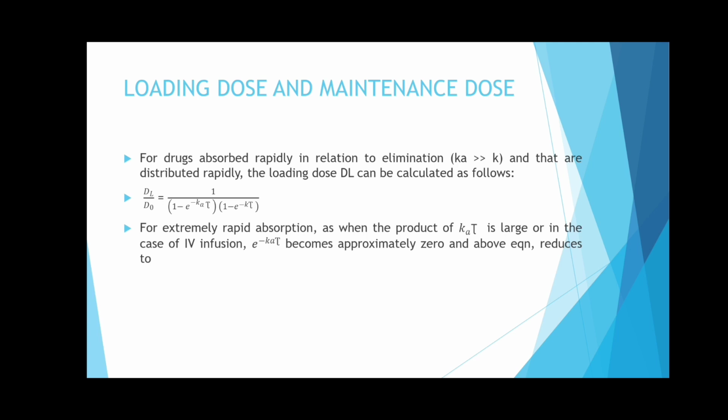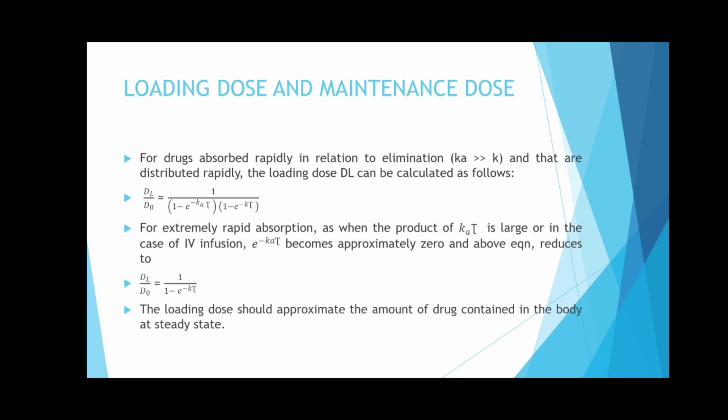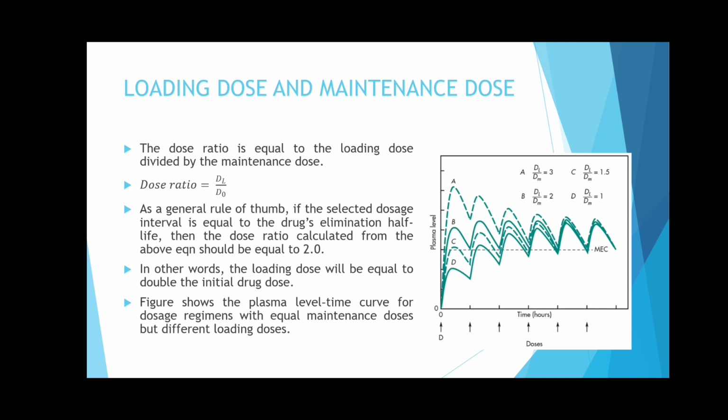For extremely rapid absorption, as when Ka tau is large, or in case of intravenous infusion, e to the power of minus Ka tau becomes approximately 0, and therefore this equation can be reduced to DL by D naught is equal to 1 by 1 minus e to the power of K tau, because absorption is very much faster. Here DL is the loading dose and D naught is the normal dose. The loading dose should approximate the amount of drug contained in the body at the steady state. So we have a dose ratio, which is equal to loading dose divided by the maintenance dose.